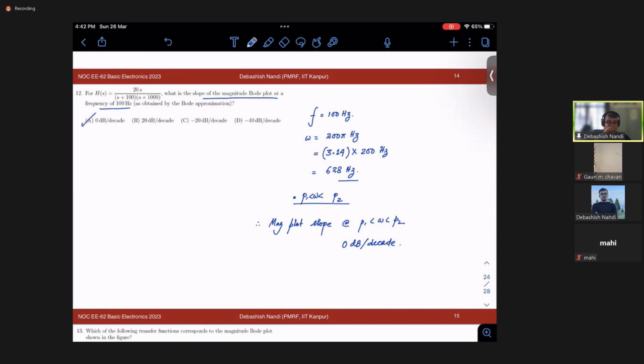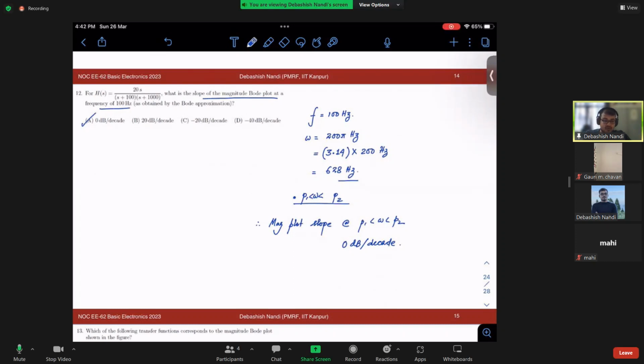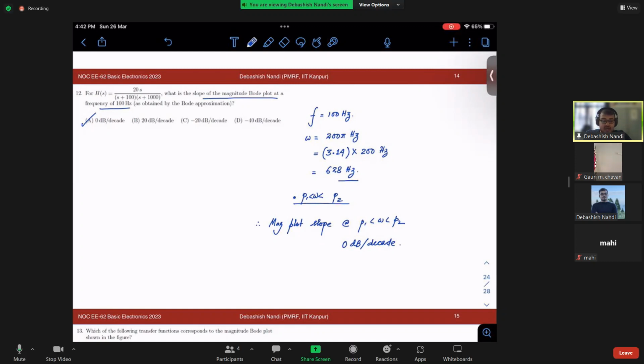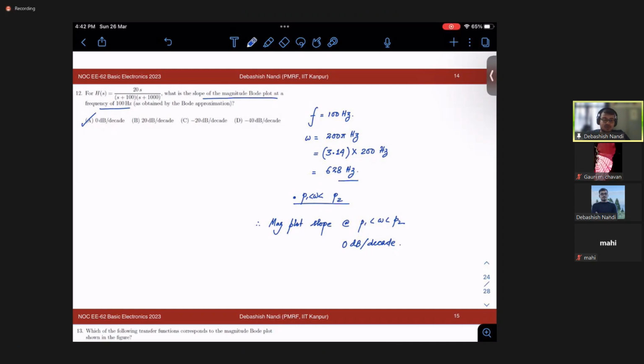By the way, can anyone tell me why we study these Bode plots? Why are these very important? I have two guests today, Gauri M. Chavan and Mahi. Anybody can unmute and tell me why we study these Bode plots? Because this is very essential to know. You can unmute yourself and tell me.